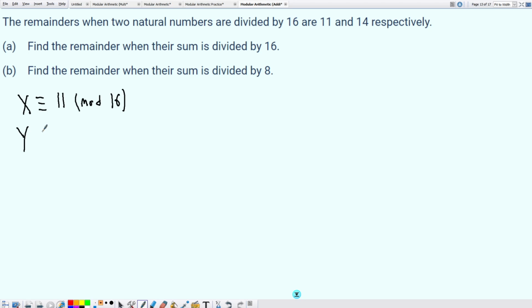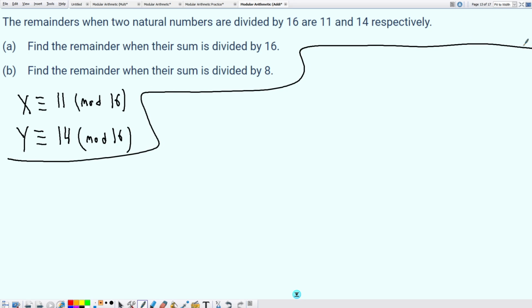And then I'm going to say that y has a remainder of 14. So it's going to be congruent to 14 mod 16. Okay, so that's the basic setup. Let's see what we can do.